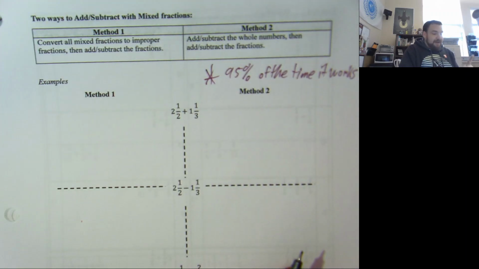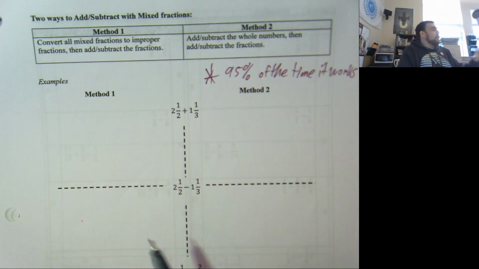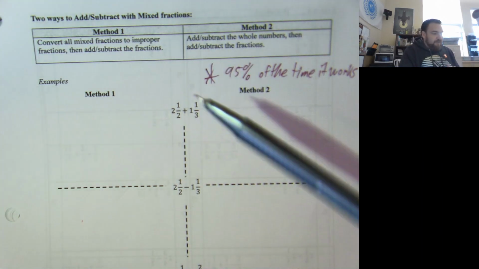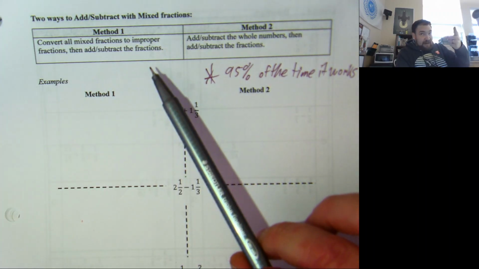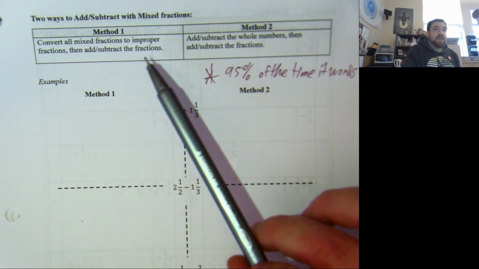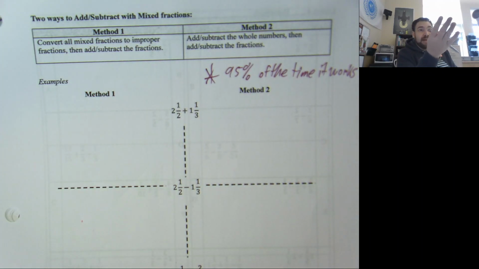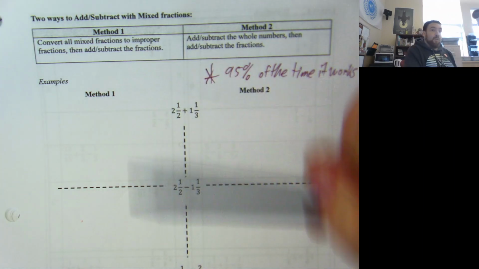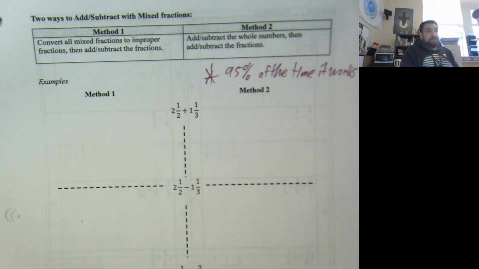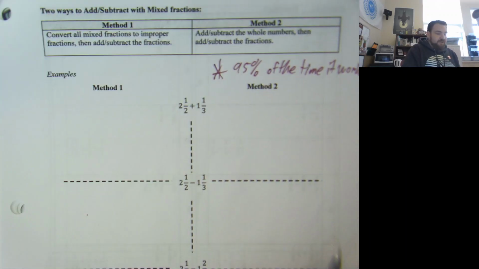So first I'm going to demonstrate for you method 1. Method 1 is always my preferred method. I prefer to leave things as improper fractions, and method 1, so Garrett, you might not like this one because you always seem to like to go back to mixed. Method 1 has you leave everything improper. So here I'm going to model it for you.